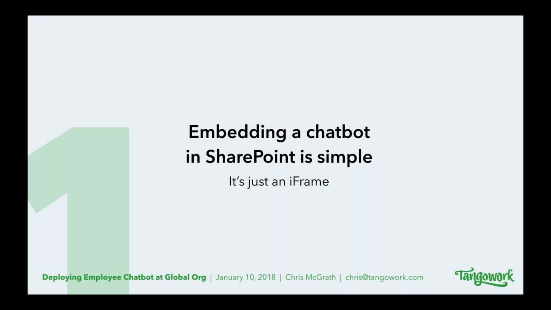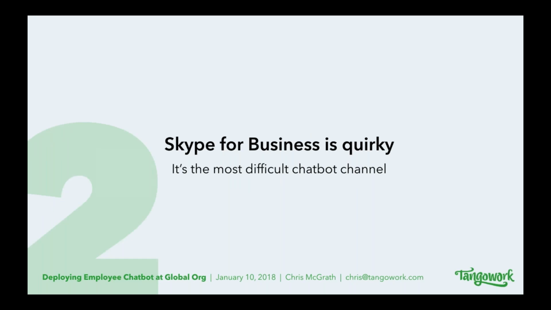The second thing we learned that we didn't know before we started with Citadel is that Skype for Business is quirky, and it's the most difficult chatbot channel we've worked with. There's no photos available on Skype for Business, no buttons, no menu items. You don't have any control over the fonts. But there's two positives in working with Skype for Business that came out of that. First of all, the knowledge that it's merging with Microsoft Teams. So sometime in 2018, it's moving into the Microsoft Teams fold, and Microsoft Teams has really strong, powerful chatbots. So that's a good thing.